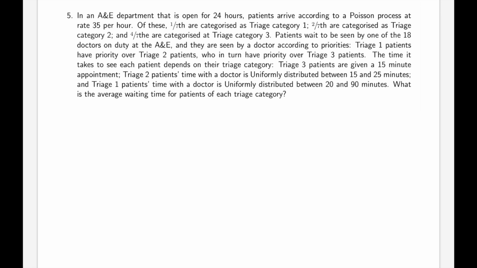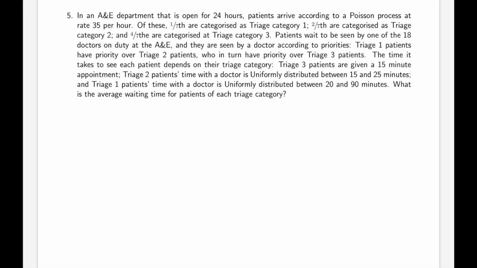Problem sheet 4, question 5. In an A&E department that is open for 24 hours, patients arrive according to a Poisson process at rate 35 per hour. Of these, a seventh are categorised as triage category 1, 2 sevenths are categorised as triage category 2, and 4 sevenths are categorised as triage category 3.